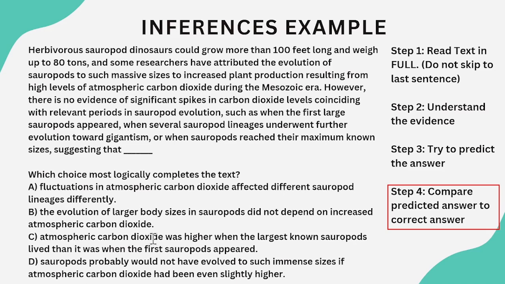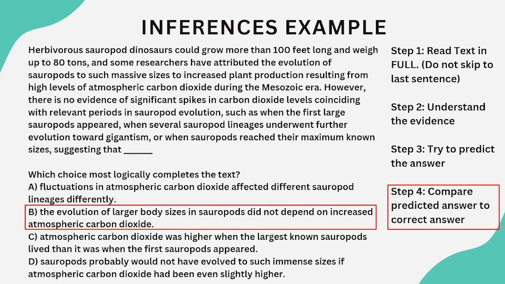C, atmospheric carbon dioxide was higher when the largest known sauropods lived than it was when the first sauropods appeared. That is not said in this, and it said there wasn't high CO2 when the first large sauropods appeared, and there wasn't higher CO2 when sauropods reached their maximum known sizes. So once again, not true. D, sauropods probably would not have evolved to such immense sizes if atmospheric carbon dioxide had even been slightly higher. Once again, not what the evidence is saying. It doesn't even talk about that directly in the passage, so it's going to be B.